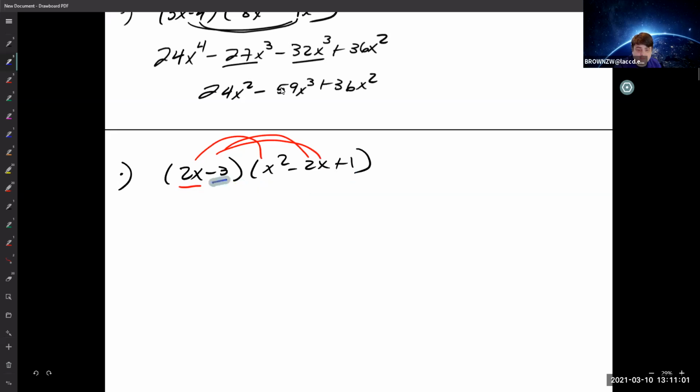So let's do that. Let me do the 2x first. 2x times x squared would give me 2x cubed. 2x times negative 2x would give me negative 4x squared. And 2x times positive 1 is going to leave me with a positive 2x.